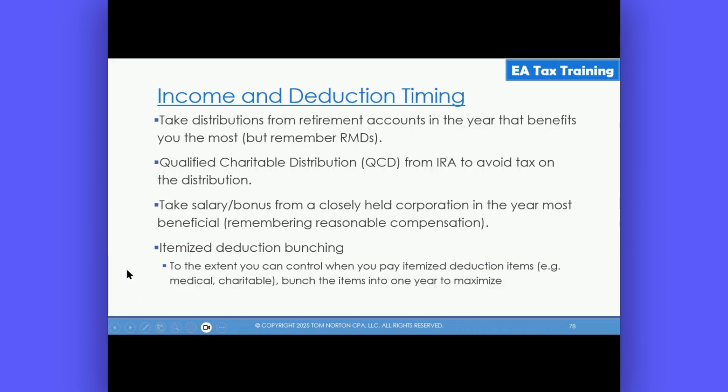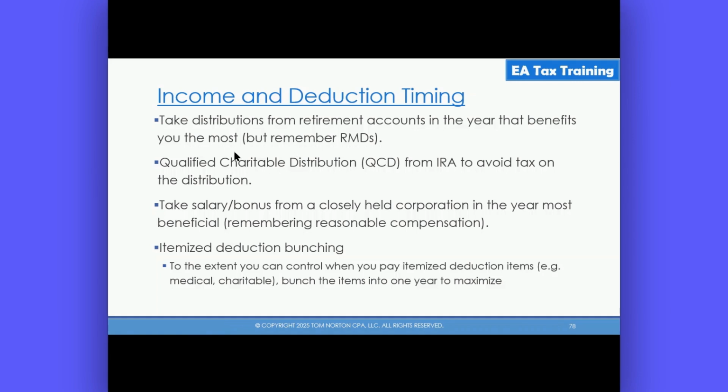Other timing considerations. You can take distributions from retirement accounts in the year that benefits you the most. Now, you could have required minimum distributions, but we're talking about above and beyond that. You really can take your distributions from your retirement accounts when you want to. So you can take it this year, you can wait and take it next year. So you want to consider that when you're doing your tax planning. Would it be better to take it this year, or would it be better to wait until January and take it next year in order to qualify for the most tax benefits and result in a lower overall tax?